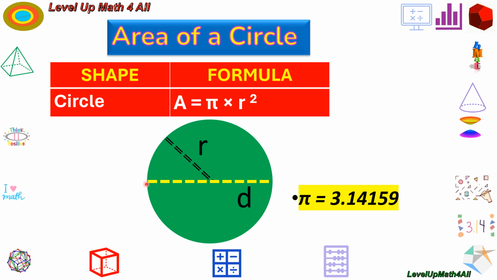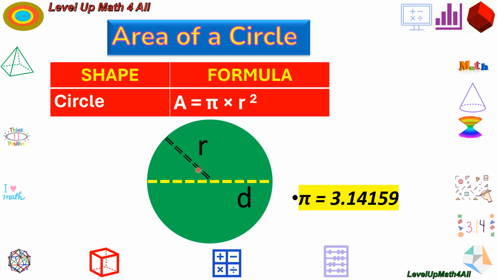So let's look into the diameter. The diameter is a straight line passing through a circle, connecting two different points on it, and it must pass through the center. The diameter is always twice the radius.